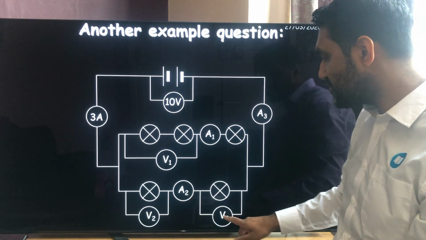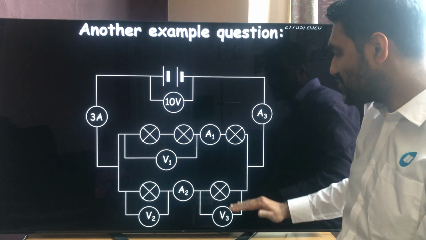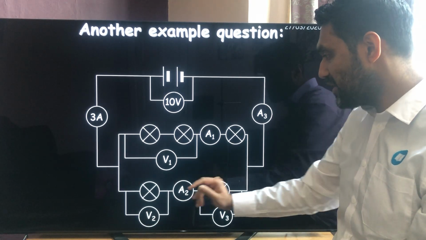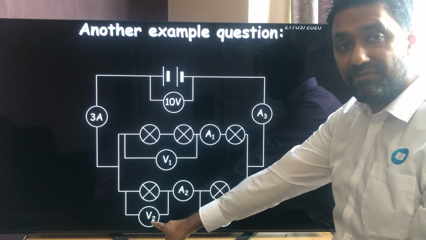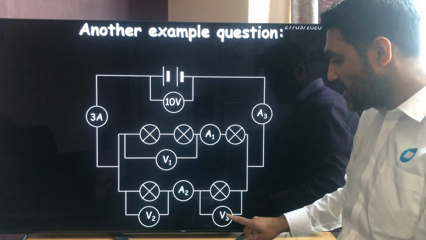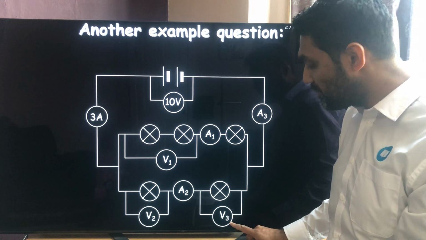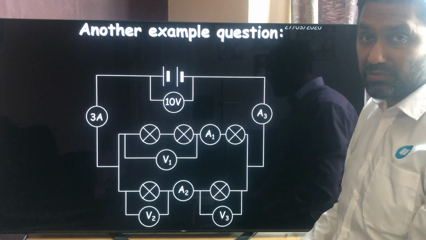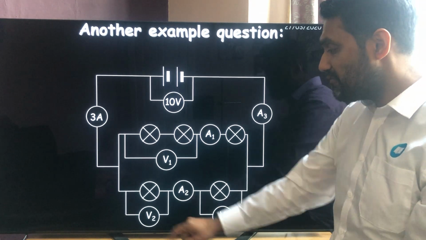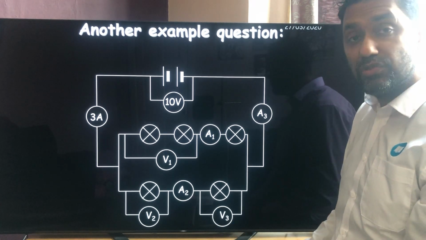And what about these two guys? Well, this whole branch, remember, has got 10 volts, which means that it is shared out equally because it's got two bulbs. So that's going to be 5 volts. So V2 will be 5 volts and V3 will also be 5 volts. So V1 is 6.6 recurring or 6.67 volts, 5 volts for V2 and 5 volts for V3.